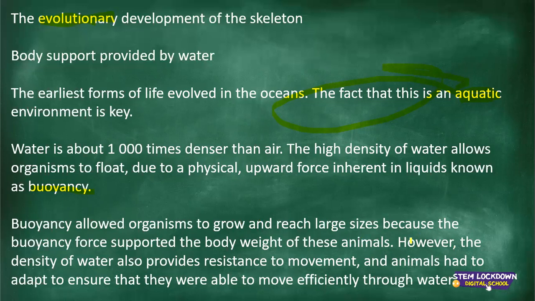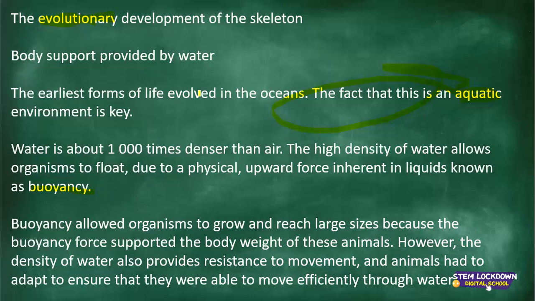What else does the water do though? The density of the water also provides resistance to movement. And animals had to adapt to ensure that they were able to move efficiently through water. So this is the basic science of water and what it does and its characteristics. Ne? So we understand that water is about 1,000 times denser than air. So it's denser, it's heavier than air, if we can put it in layman terms. It also allows organisms to float because of a physical upward force, which is called the buoyancy.